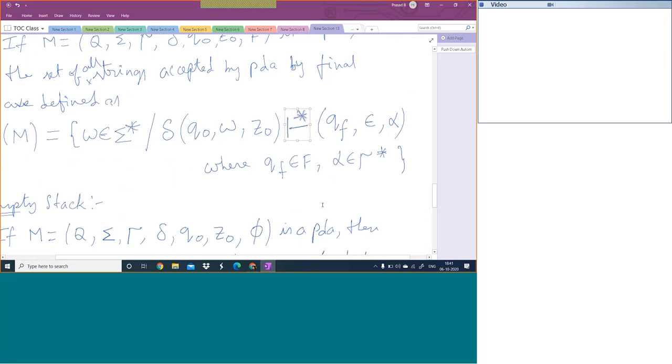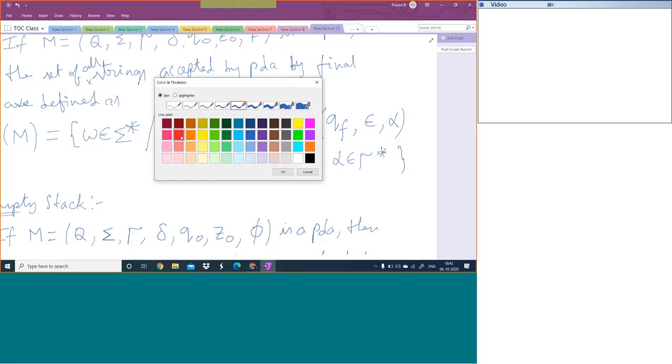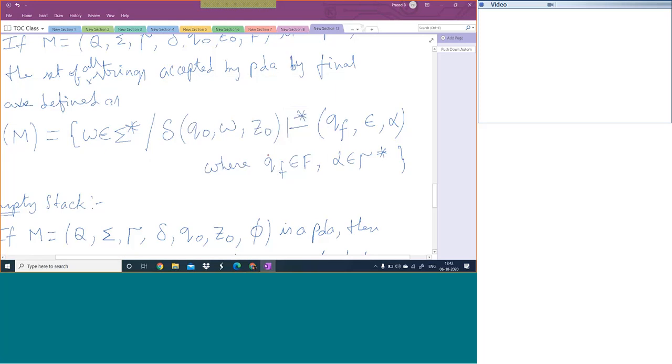when the machine stops, definitely the machine will stop. And when the machine stops, it has to stop in a final state, and whatever string we have taken, that string must be scanned completely. It has to start from the initial ID, and when the machine stops, it has to stop in a final state, and the string must be scanned completely.